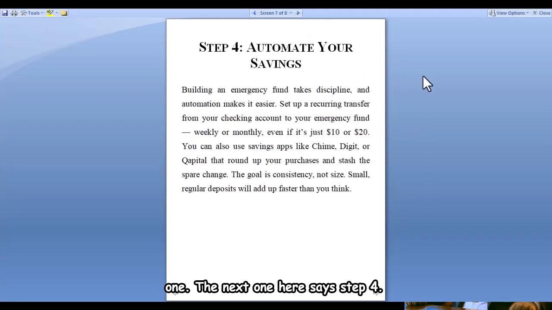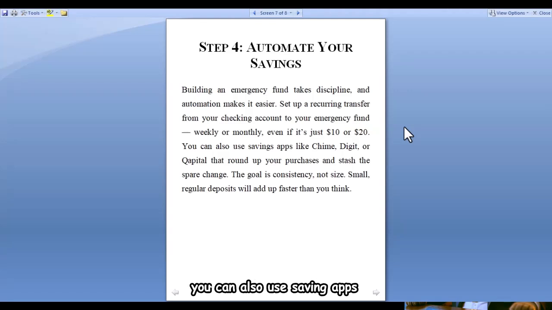The next one says step 4, automate your saving. Building an emergency fund takes discipline, and automation makes it easier. Set up a recurring transfer from your checking account to your emergency fund, weekly or monthly, even if it is just $10 or $20.